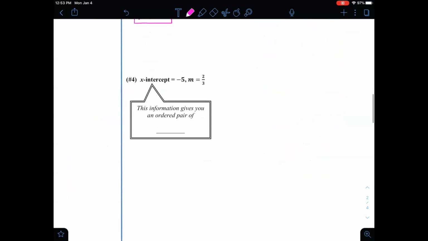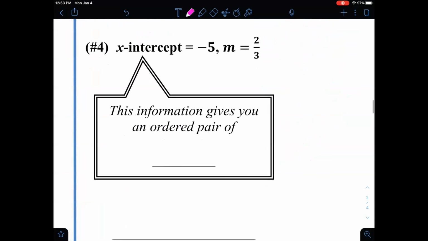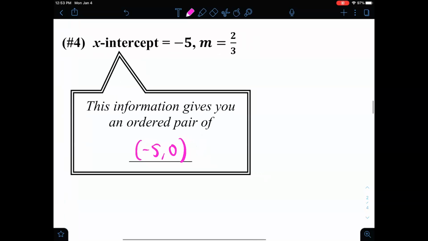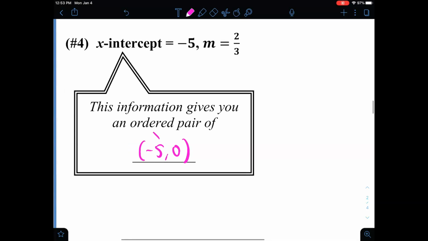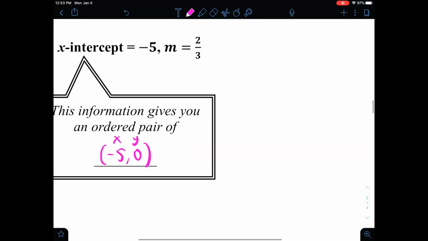All right, number 4, x-intercept equals -5, and our m is 2/3. This information gives you an ordered pair of what? What is the ordered pair for an x-intercept of -5? Is that (-5, 0) or (0, -5)? That is (-5, 0), the point we're going to use here. So this is going to be our x and our y.